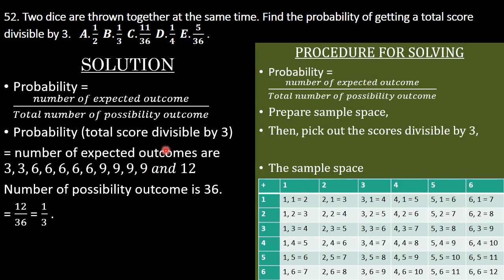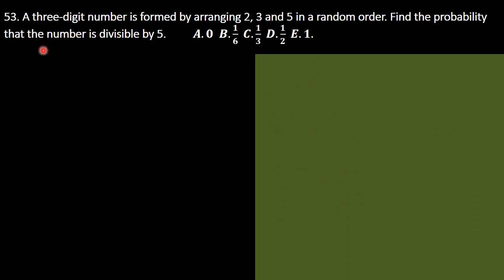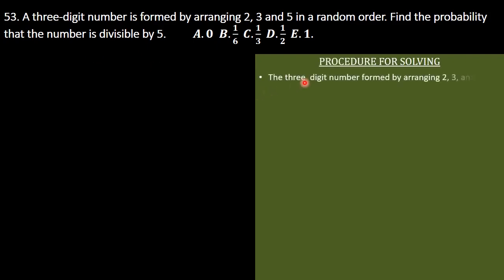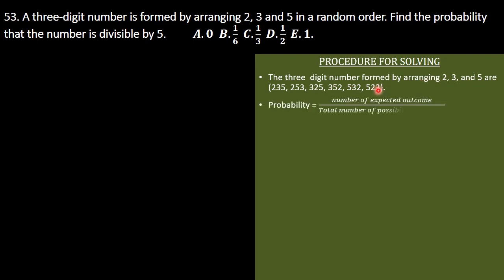Question 53. A 3-digit number is formed by arranging 2, 3, and 5 in a random order. Find the probability that the number is divisible by 5. Let's check the procedure for solving this. The 3-digit numbers formed by arranging 2, 3, and 5 are 235, 253, 325, 352, 532, and 523. The formula for probability is equal to number of expected outcomes over total number of possible outcomes.